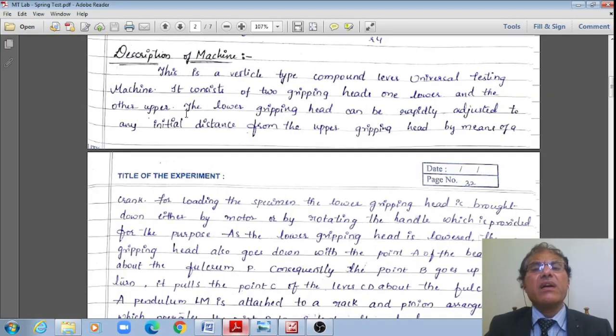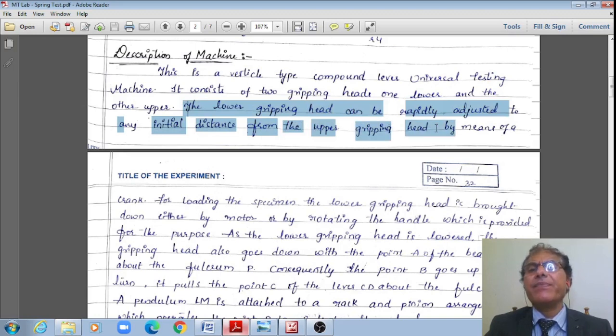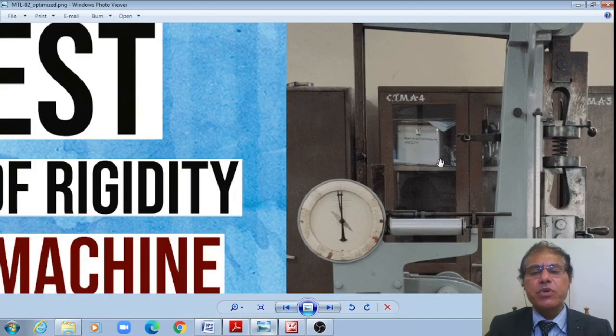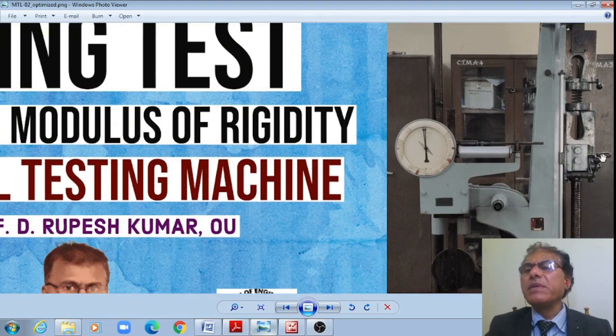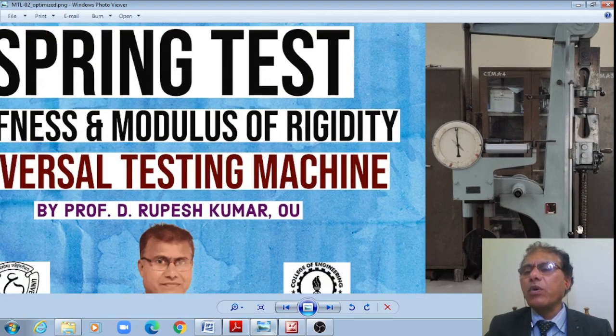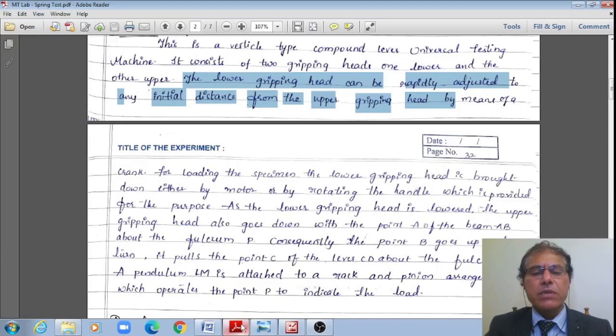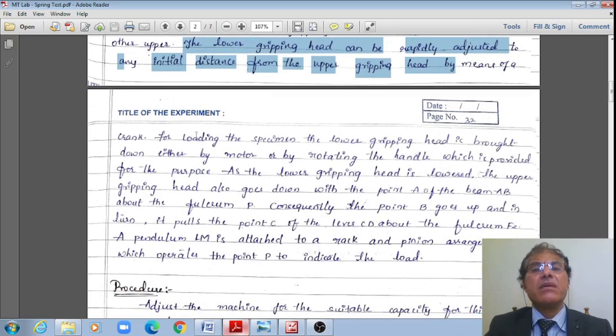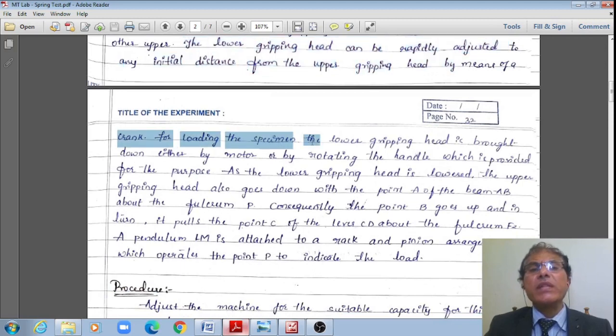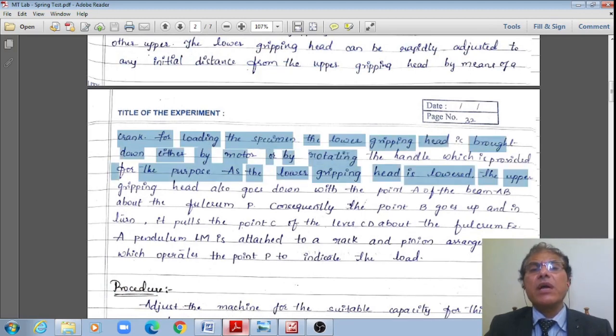The lower gripping head can be rapidly adjusted to any initial distance from the upper gripping head by means of a crank. Let me show this. This can be moved by means of this crank. It can rotate over this, and it can either come down or be brought upwards. For loading the specimen, the lower gripping head is brought down either by motor or by rotating the handle, which is provided for the purpose.